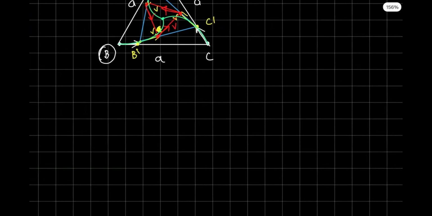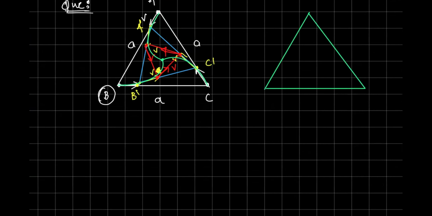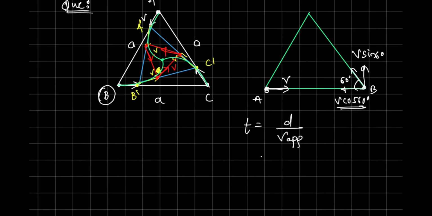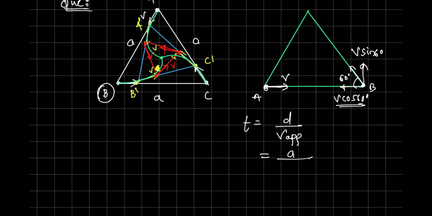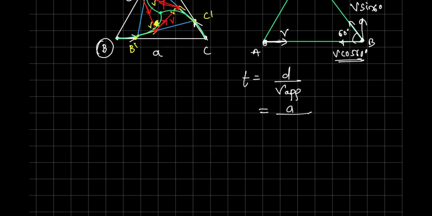Let me draw this triangle again, and we will see the velocity of approach. We know this velocity is v, and this velocity is v here. This angle is 60 degrees, so we'll get two components of the velocity: one here, that is v sin 60, and one component here, that is v cos 60. This component along the line joining A and B is responsible for the approach. So the time required to approach is nothing but d by the velocity of approach. What is the distance? That is a. And what is the velocity of approach? It is v plus v by 2, so the time is going to be 2a by 3v.